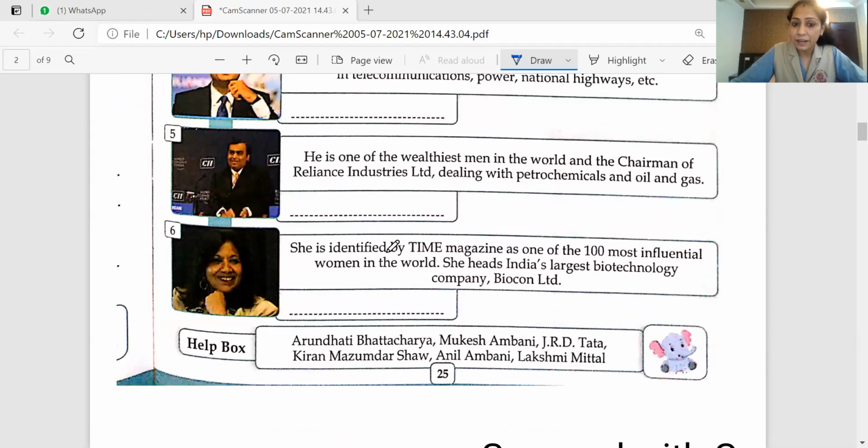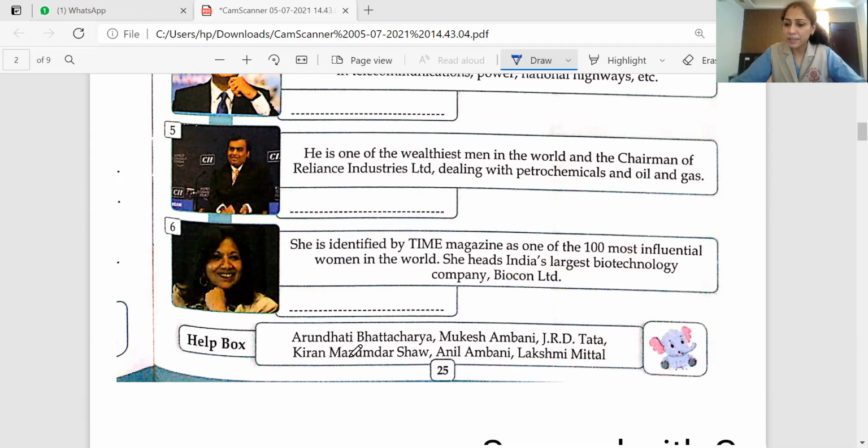Sixth: she is identified by Time magazine as one of the 100 most influential women in the world. She heads India's largest biotechnology company, Biocon. I cannot forget this lady. She is Kiran Majumdar. I watched her entire show, Walk the Talk, again on NDTV Good Times. So I discovered this lady there, quite successful in her venture. The way she takes her projects, she sets her things right. That is really incredible about her.